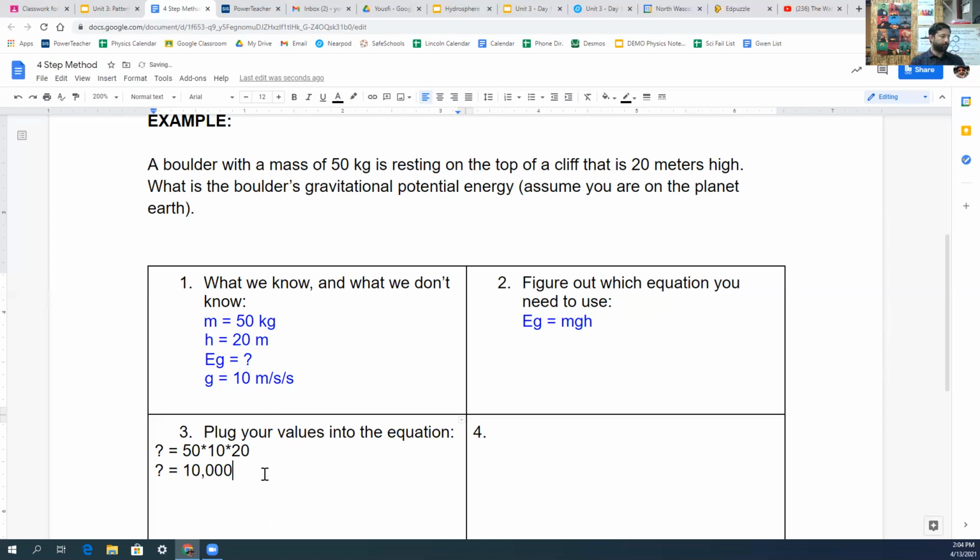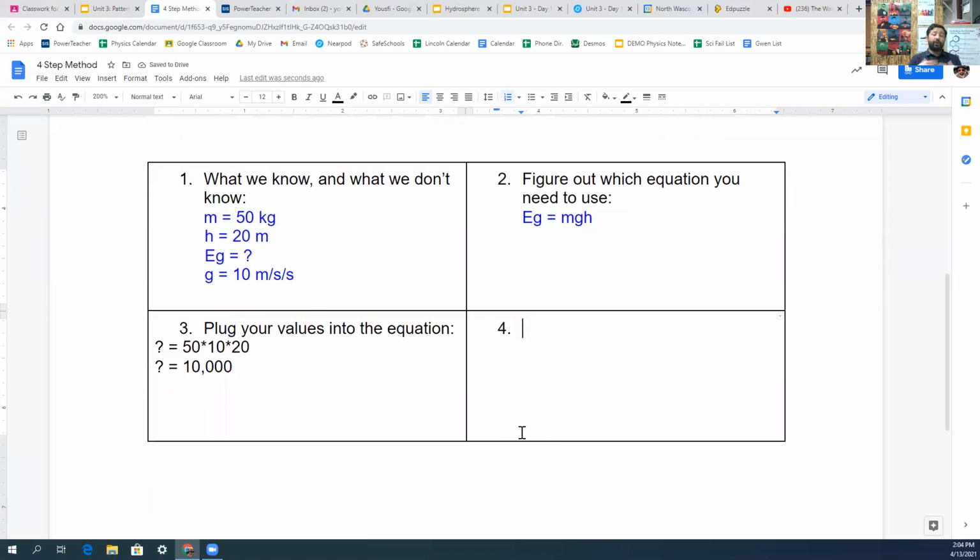All right. So box 3 is you're doing the math. You plug in the equation, you do the math. Box 4 now is going to be how you're going to communicate your answer to everybody. In other words, it will be write a full sentence describing your answer.